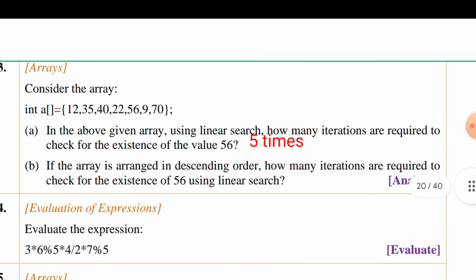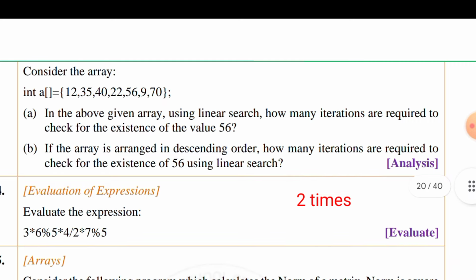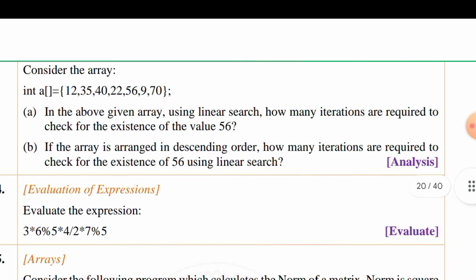If the array is arranged in descending order, how many iterations are required to check for the existence? When you arrange it in descending order, the first value is 70 and the second value is 56. So only in the second iteration, it will take 2 times only, and it will be found.